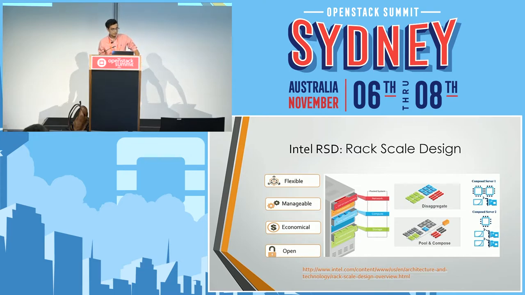Manageable here means RSD provides a powerful API-based software stack, so users can easily discover, compose, and monitor all hardware resources like racks, systems, switches, and all those components in the RSD cluster. And economical: obviously, with RSD's flexible capability, users will only buy and upgrade hardware resources when really needed. It helps users avoid the additional cost of over-provisioning.